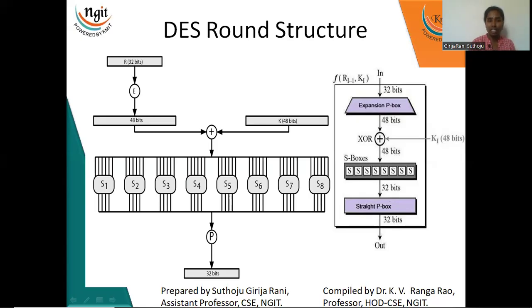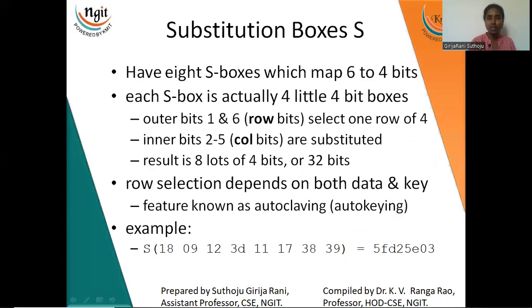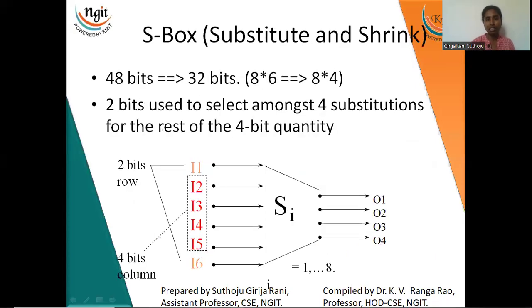Can you see the lines here? 6 bits in, and here I got 4 bits. How I got this, the next diagram will give a proper idea, and you can understand how we are getting this. This is the S box, where we get the data of 48 bits converted to 32 bits. 2 bits are used to select amongst the 4 substitutions.